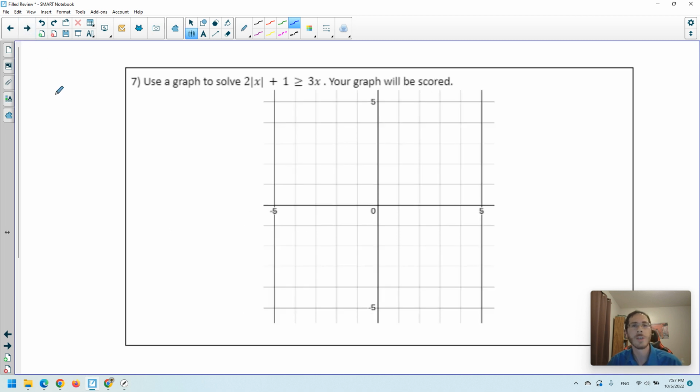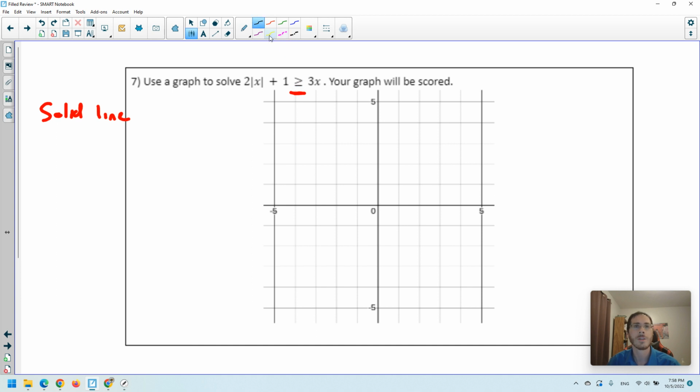All right, number 7, kind of the same idea. 2 absolute value of x plus 1 is greater than or equal to 3x. The first thing I want to point out is that right here we have the or equal to sign. That means this is going to be a solid line. If that or equal to wasn't there, we'd have to do a dashed line.